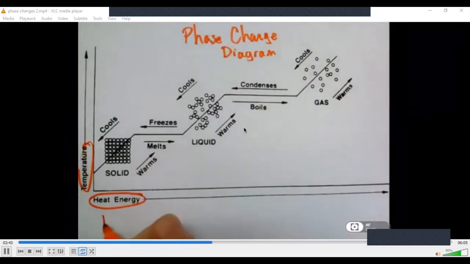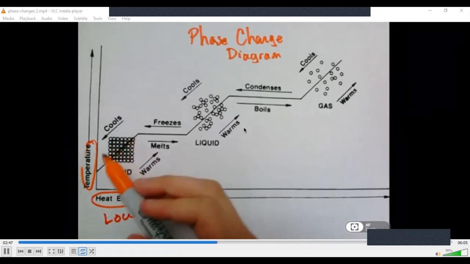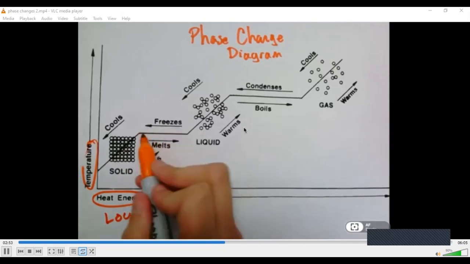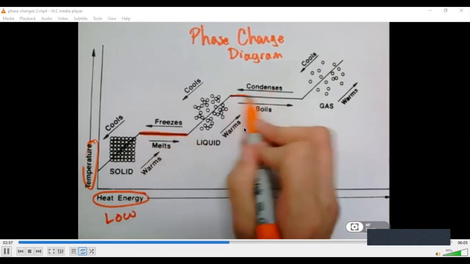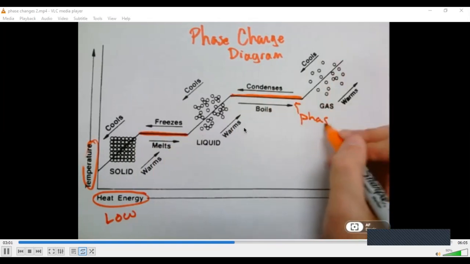So we see here with solids, they have low amounts of heat energy. That means the atoms aren't moving around. So they would kind of condense like this, there wouldn't be a whole lot of space. As you add energy, you see these areas where it's flat. These are our actual phase changes.